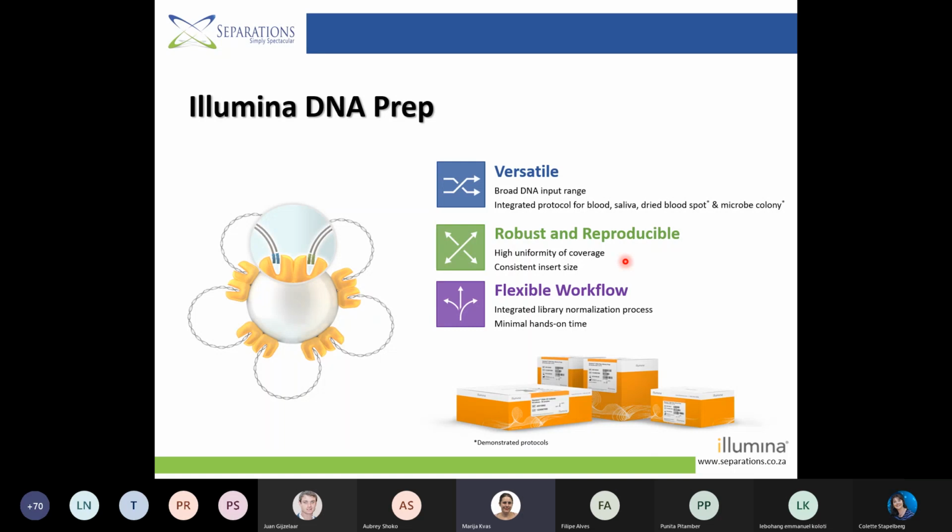But the main point of this Illumina DNA library prep is that the way it is designed, we have a consistent insert size, so the size of our library is always consistent, and that's important, obviously, when we do sequencing, right?